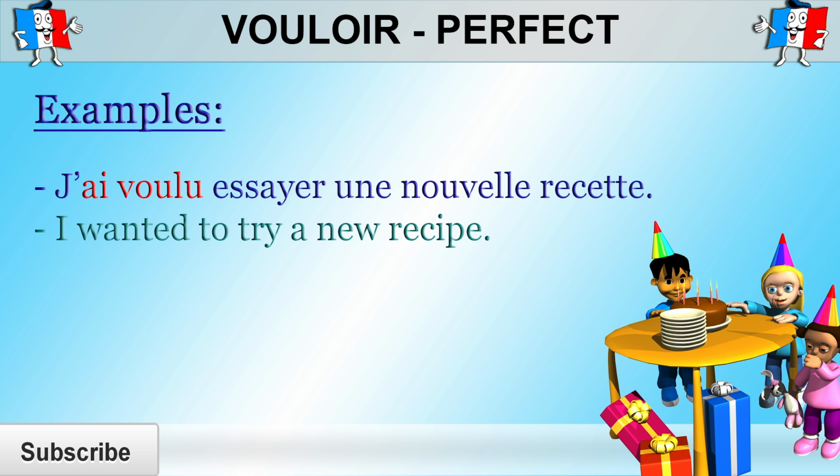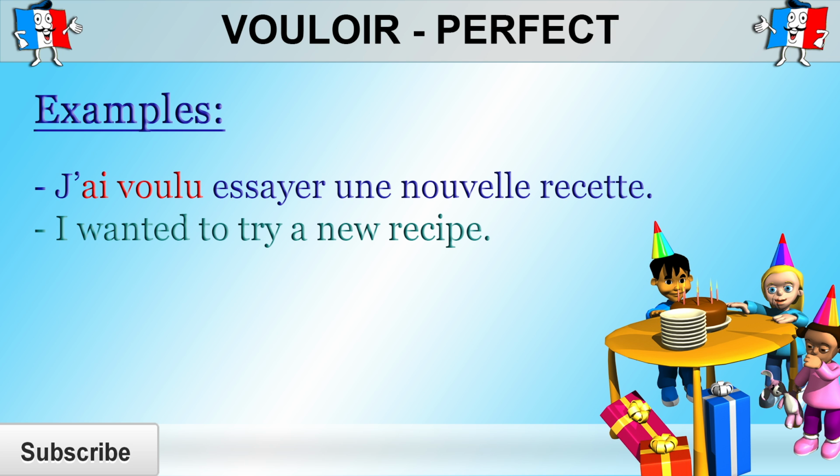In other words, when you're using the imperfect of vouloir, you definitely mean wanted. But when you're using the passé composé of vouloir, it usually has the meaning of tried to or decided to. So for example, in this instance, j'ai voulu essayer une nouvelle recette. I wanted to try a new recipe.